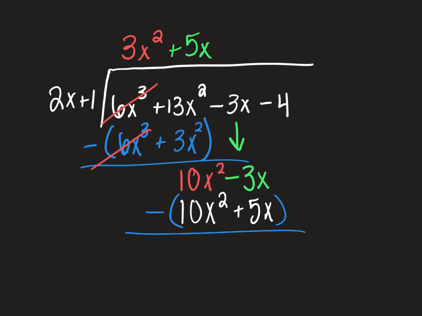All right, so we're subtracting. So 10x squared minus 10x squared cancels out. Again, if you are doing this correctly, these two front numbers should cancel out when you get to this subtraction point. If they don't, check your work. So now we have negative 3 minus 5.